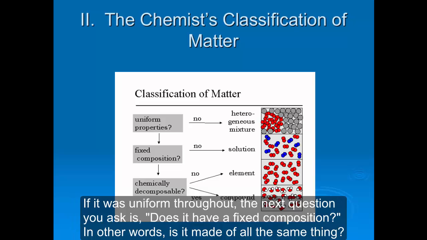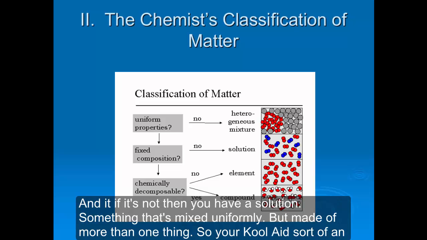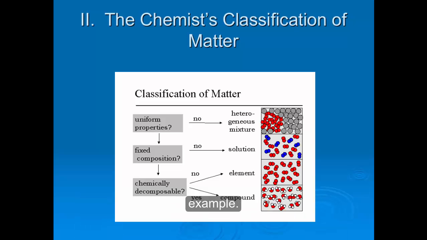If it was uniform throughout, then the next question you ask is, does it have a fixed composition? In other words, is it made of all the same thing? And if it's not, then you have a solution, something that's mixed uniformly but made of more than one thing. So this would be your Kool-Aid sort of an example.